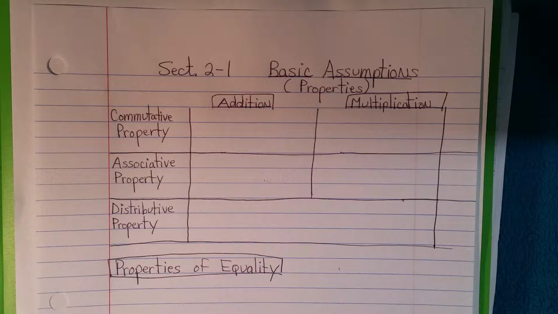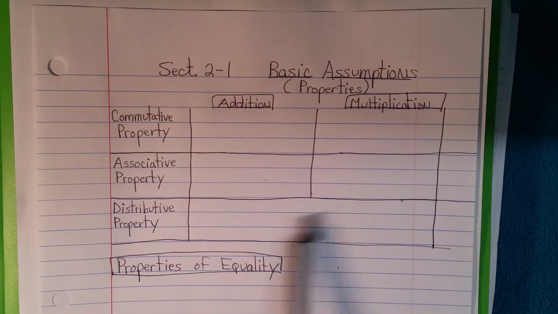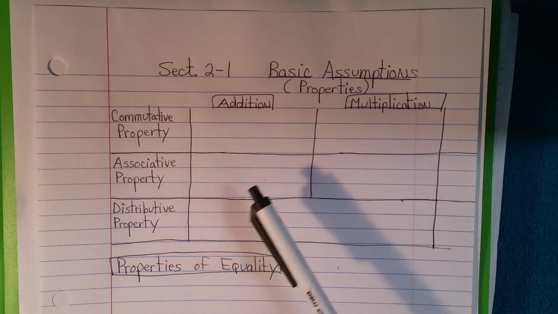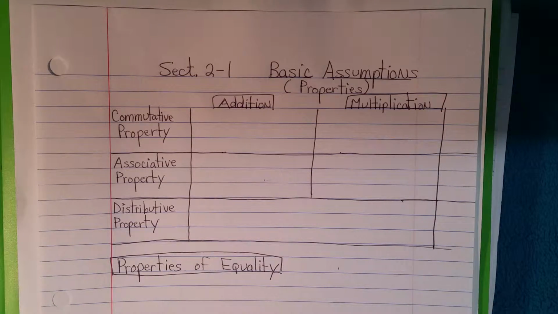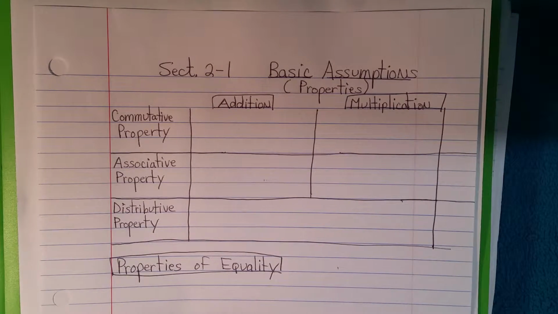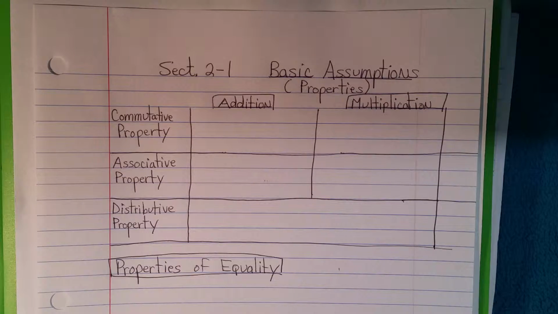So section 2.1 is called Basic Assumptions, and it's about the properties of algebra. I've made this table here to summarize so I can go through the three main properties, which are the commutative, associative, and distributive properties. There are some other ones that we'll look at down below.